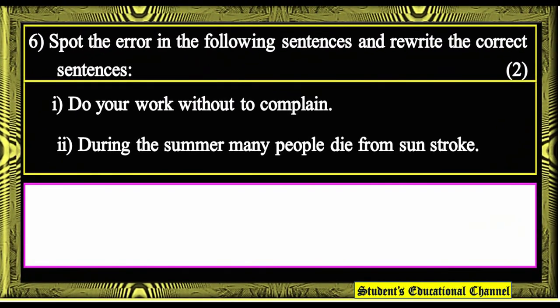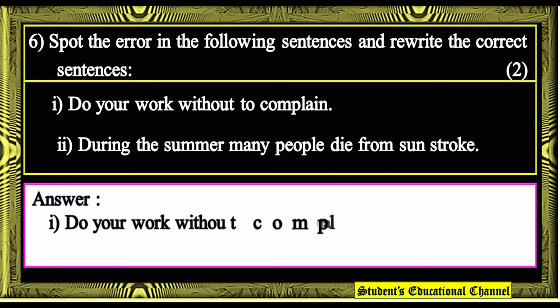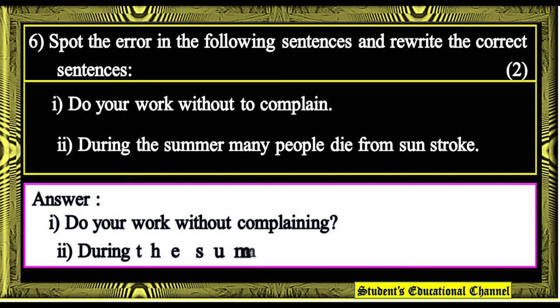Sixth, spot the error in the following sentences and rewrite the correct sentence, 2 marks. First, do your work without to complain. Second, during the summer many people die from sunstroke. Answer: First, do your work without complaining. Second, during the summer many people die of sunstroke.